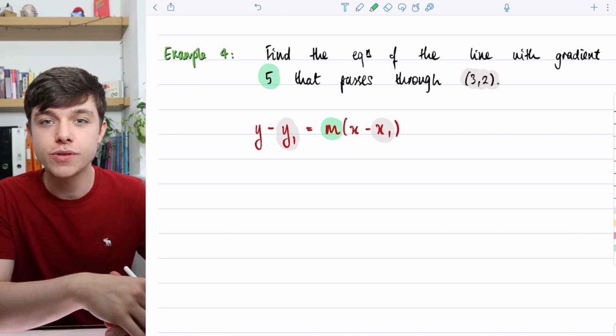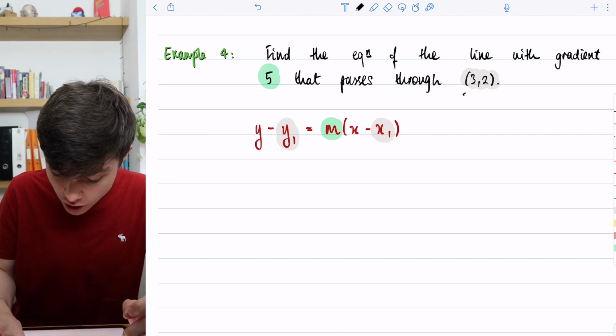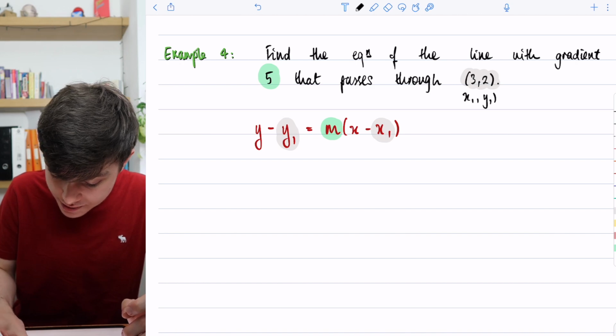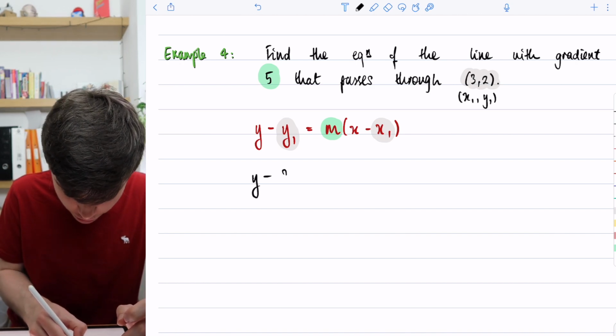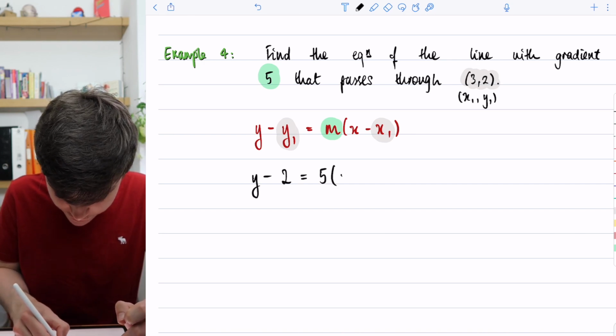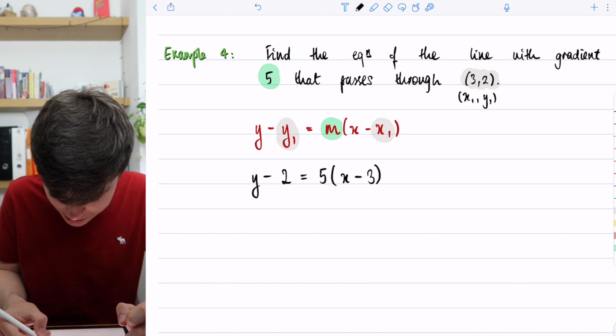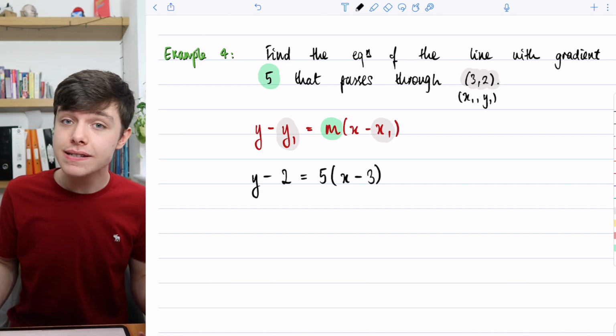Okay, hopefully you've substituted correctly. Let's see what you've got. We can see we've got x1, y1 here as our point. So we're going to have y minus y1, which is 2, m is our gradient, which is 5, times x minus x1, which is 3. And we can kind of leave our answer like that.